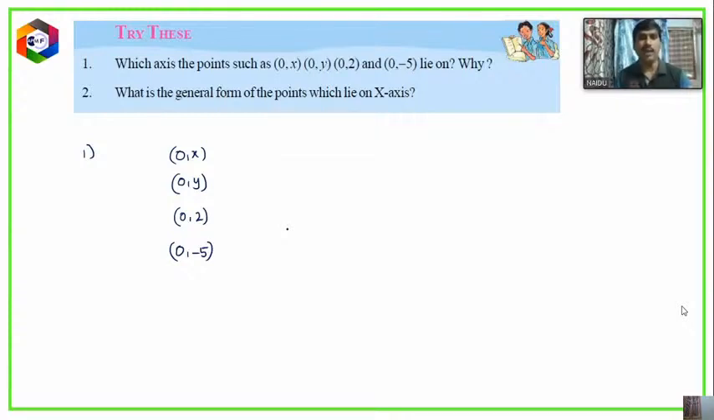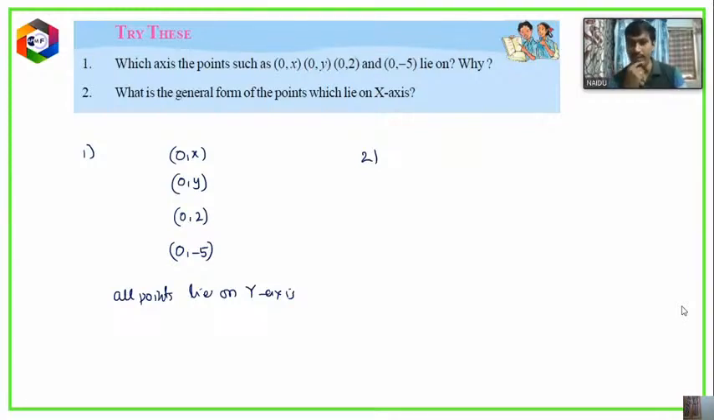Yes, finally, the first question's answer will be: all the points lie on the y-axis. Yes. Second one, let us do that. What is the general form of the points which lie on the x-axis? Now the question is changed. If a point lies on the x-axis, what is the general form?